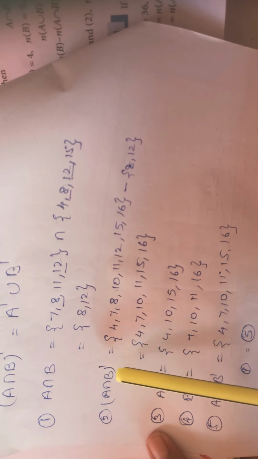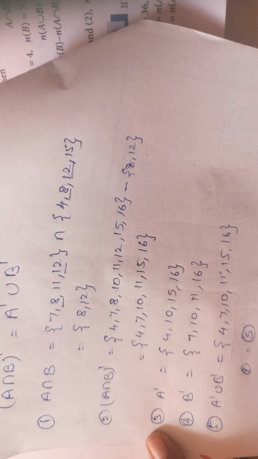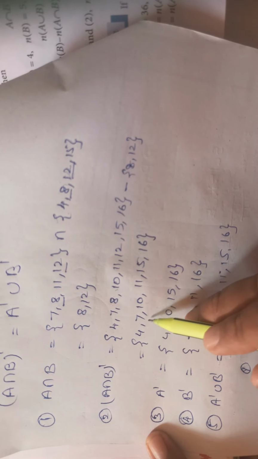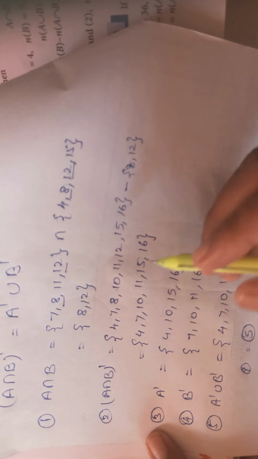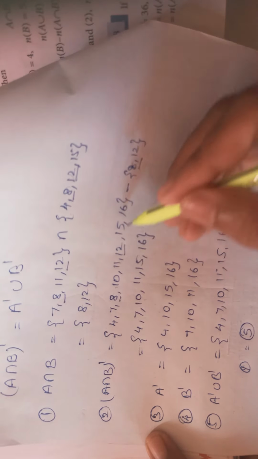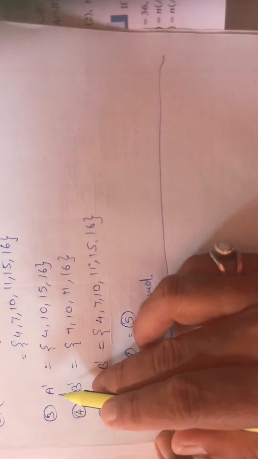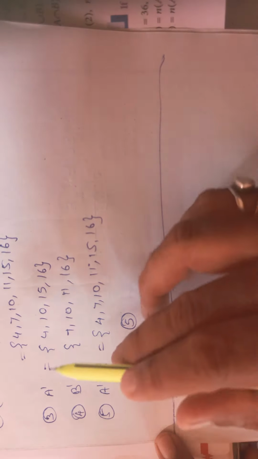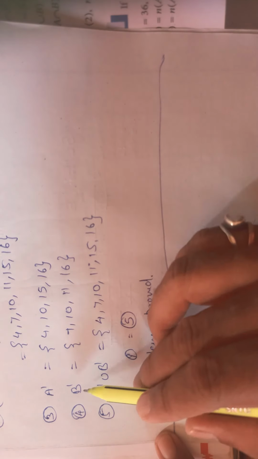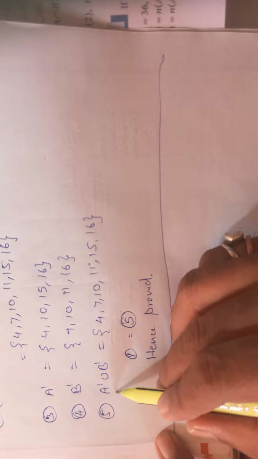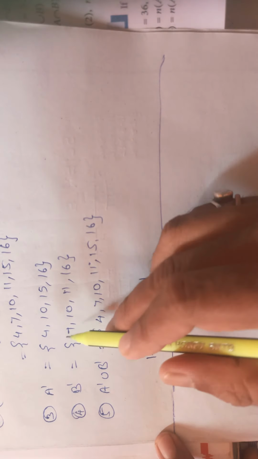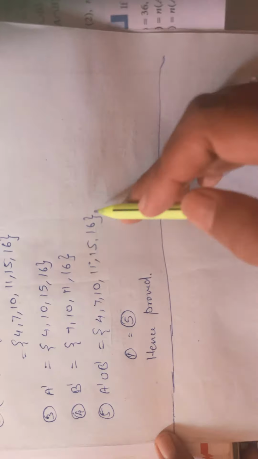Now when we find the dash, we write U minus whatever is given, that is 8, 12. When we find the minus part, it becomes 4, 7, 10, 11, 15, 16, because 8 is common in both and 12 is common in both. So the leftover elements are these. A dash we just found in the previous part, so we can write it as it is. Then B dash equals 7, 10, 11, 16, and then we find the union. As you can see, the union is 4, 7, 10, 11, 15, 16.